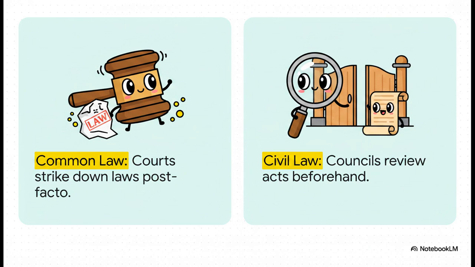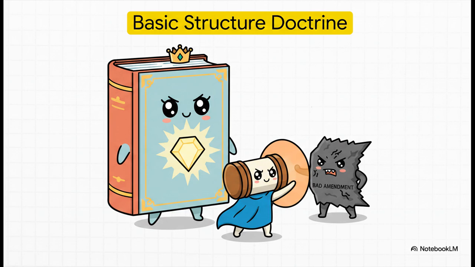But what if a government doesn't just pass a bad law, but actually tries to amend the Constitution itself to secure absolute power? The U.S. handles this by making amendments incredibly rigid, under Article 5, where the president actually has no role at all. Australia requires a massive double majority referendum, but India faced a totally unique crisis.